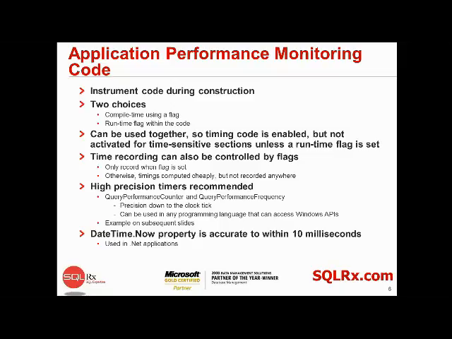They're very quick calls. High precision timers are recommended, especially for high frequency types of visiting code blocks. Precision is down to the clock tick. You can use it with any language that can access the Windows APIs, and I've got some examples coming up. If you're using .NET, datetime.now is accurate within about 10 milliseconds.